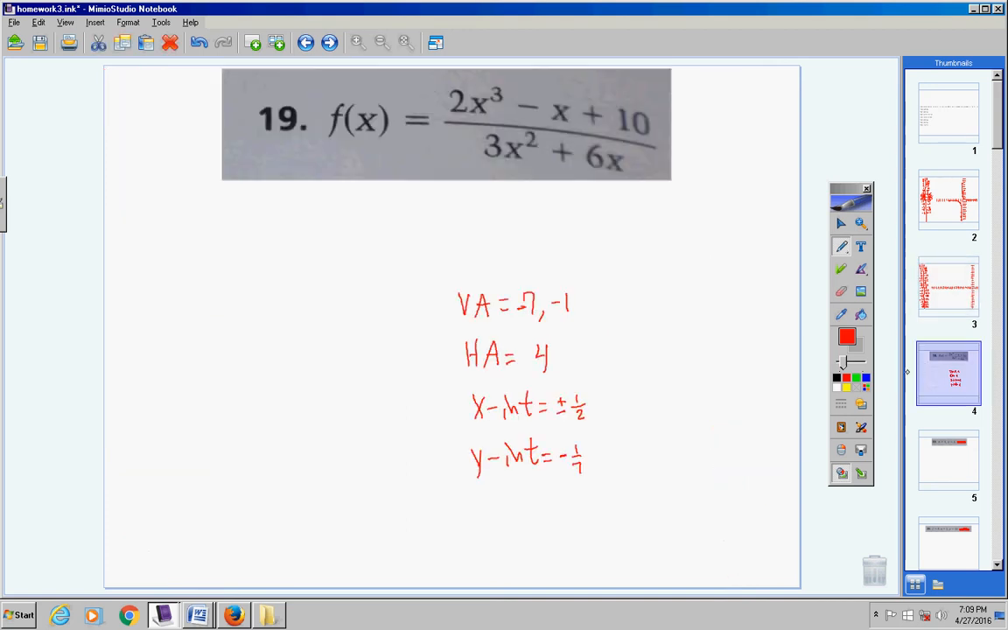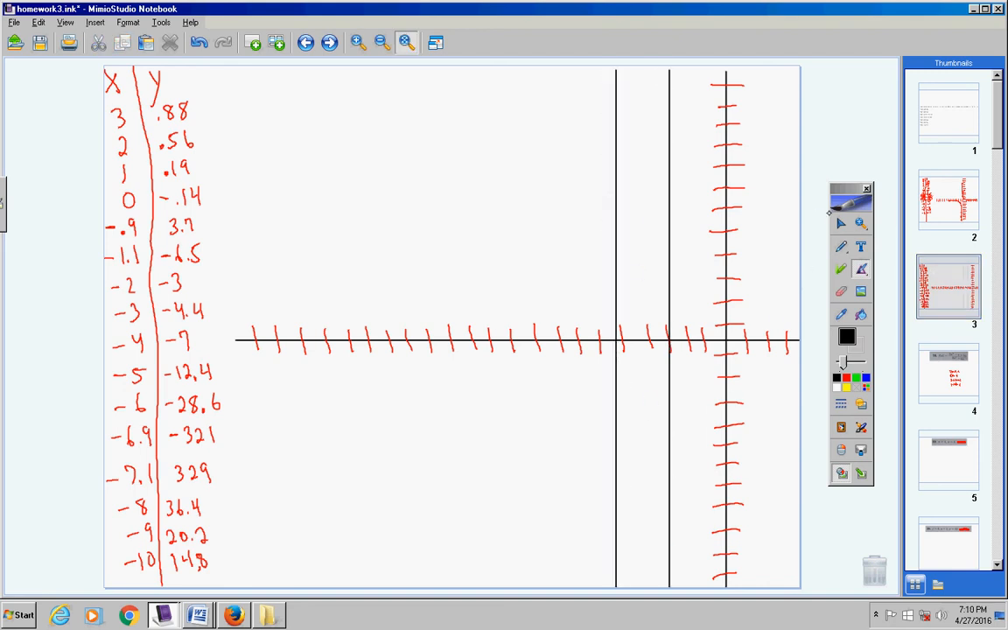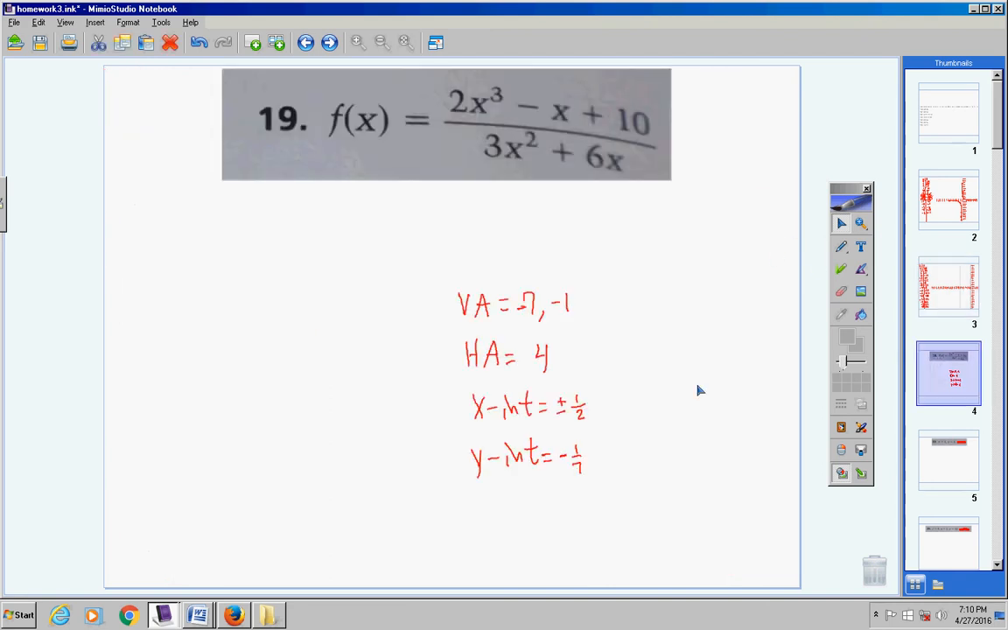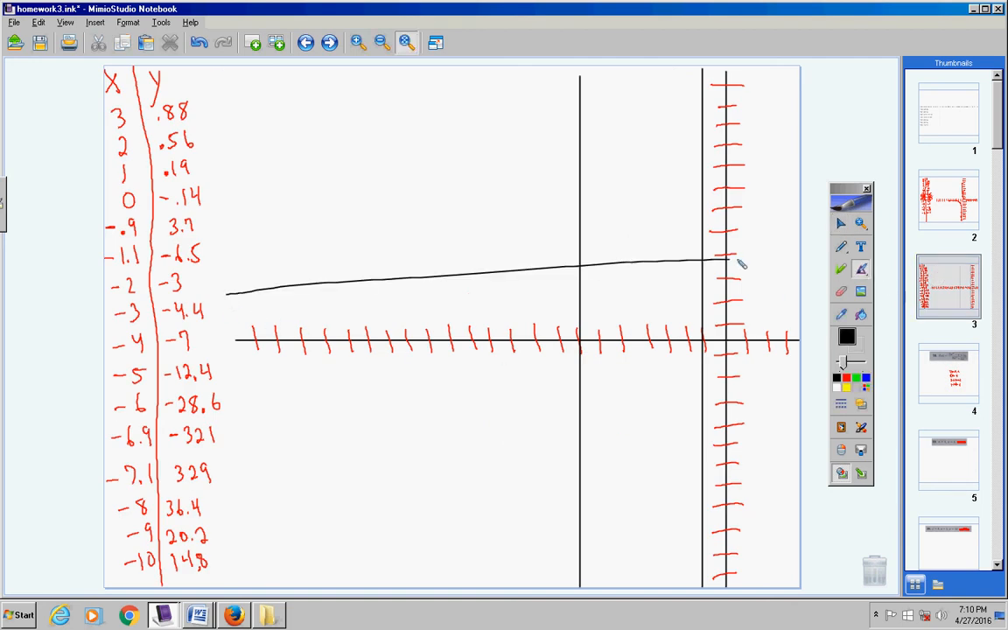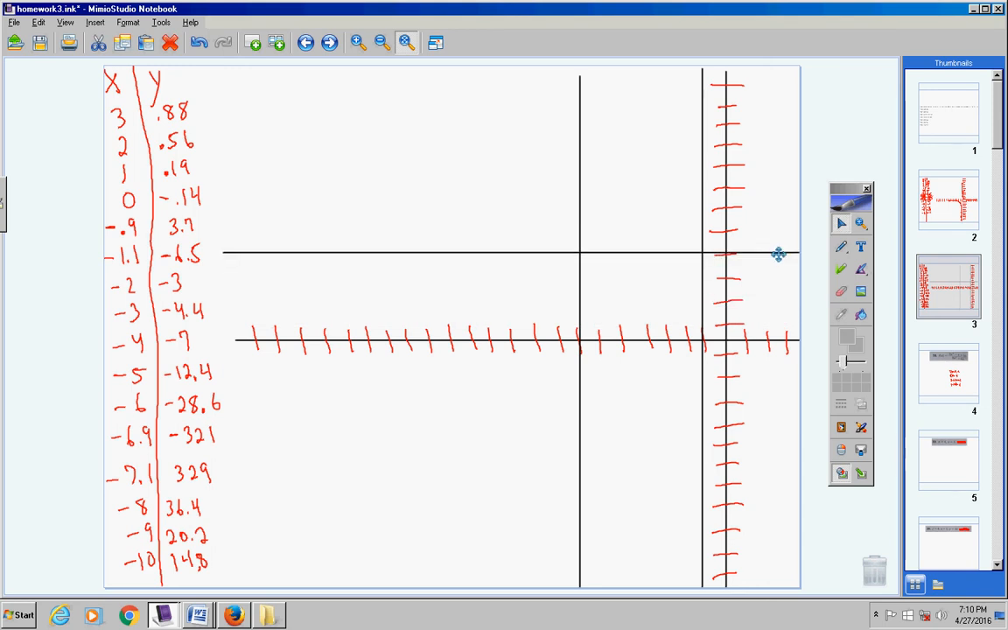Now, the vertical asymptotes are negative 7 and negative 1. So here's negative 1, and then 2, 3, 4, 5, 6, 7. There's negative 7. So there are my two vertical asymptotes. My horizontal asymptote is at 4, so 1, 2, 3, 4. Don't forget, this is your y-axis up here, and this is your x-axis right here.